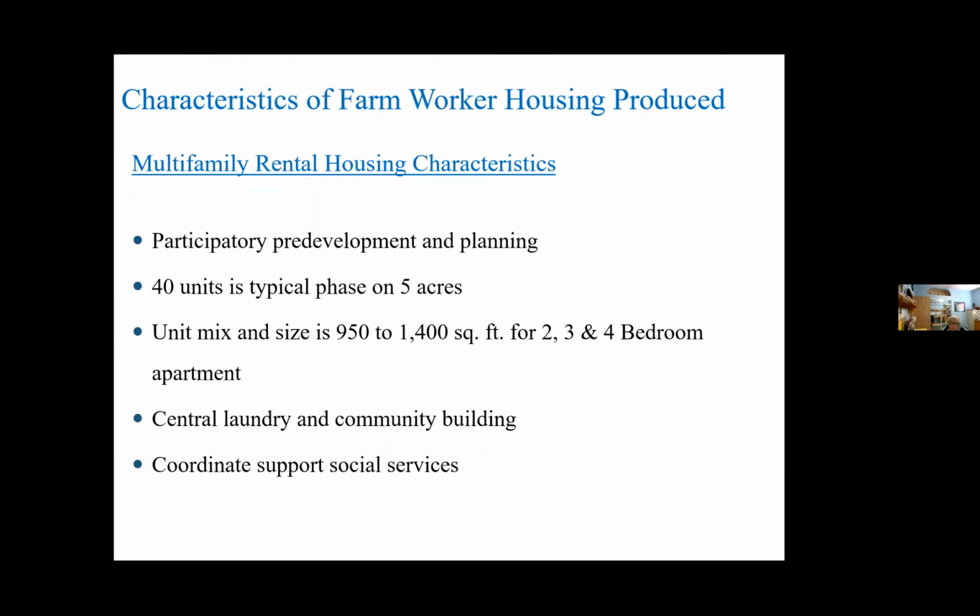What does a typical rental look like? Usually an area of about 5 acres will have about 40 units, 40 apartments. They range in size from 950 to 1,400 square feet, and they can be for 2, 3, or 4 bedrooms. It just depends on what's available and what the needs of the farm worker are.